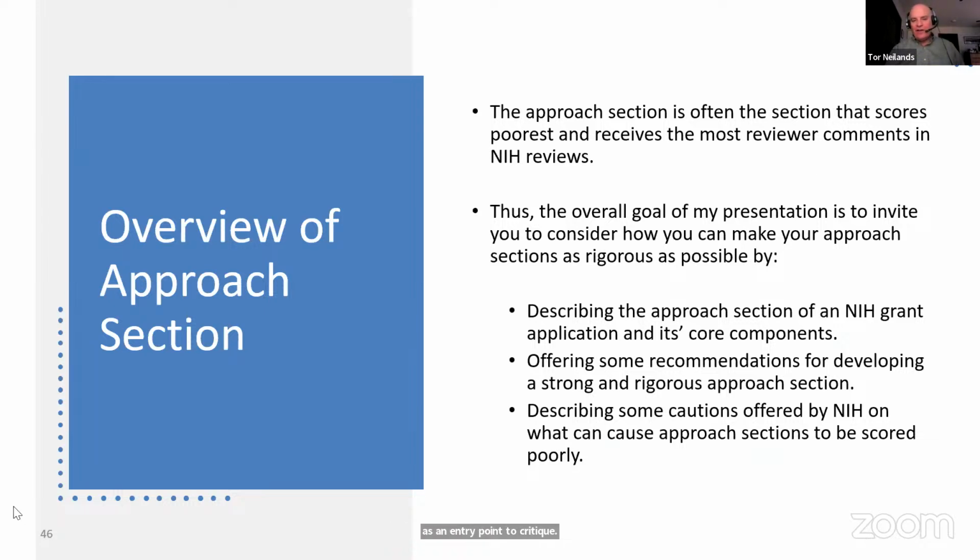So the overall goal of my presentation here is to invite you to consider how you can make your approach section as rigorous as possible. And we're going to do that by describing the approach section of an NIH grant application and its core components. We'll offer some recommendations for developing a strong and rigorous approach section. And then we'll also describe some cautions offered by the NIH on what can cause approach sections to be scored poorly.